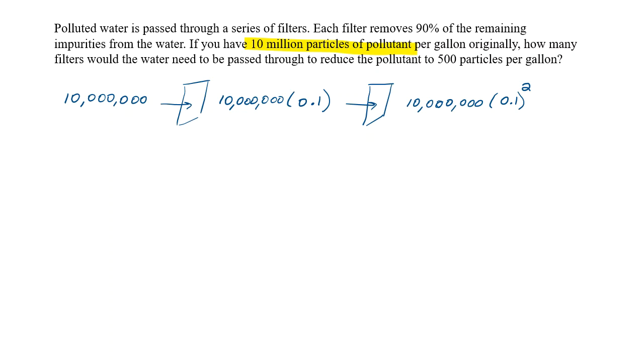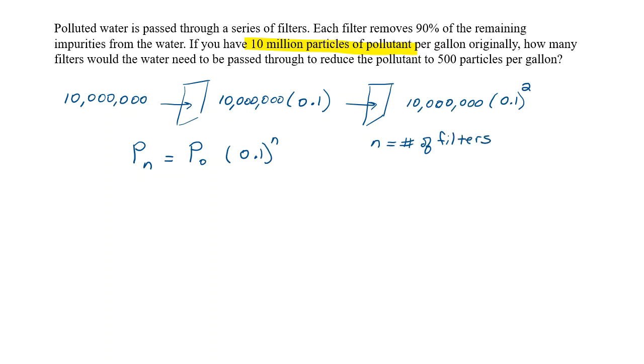So if we say the number of particles left after n filters is the number of particles that we start with times 0.1 to the n, this is a very common exponential model. The difference compared to some of our other models is that n is not a time period. It's the number of filters the water passes through.